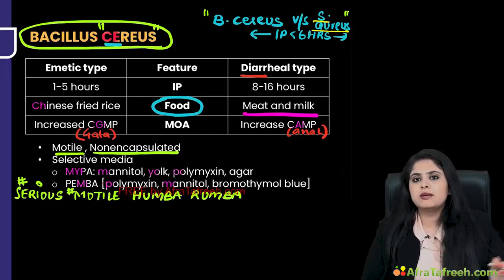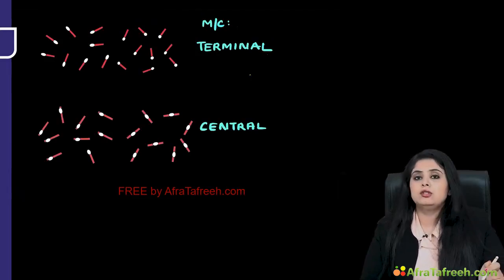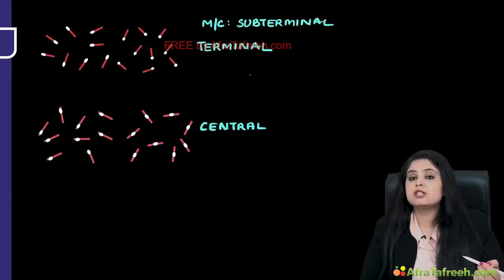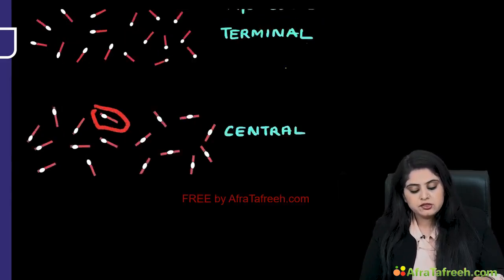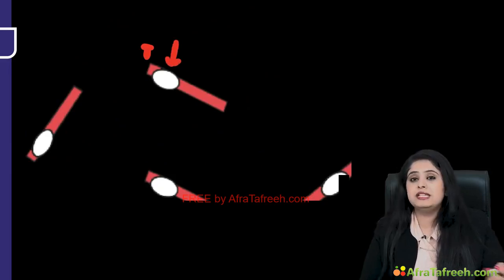Bacillus is over. What can I move on to next? I can go on to the Clostridium family. Before I go on to the Clostridium family, they are also spore forming. Right? They are spore forming. So now you will ask me, what is the most common location of a spore? The most common location is subterminal. Subterminal means, look at this. It is just behind the terminal end. This is the terminal end and the spore is just beneath it.